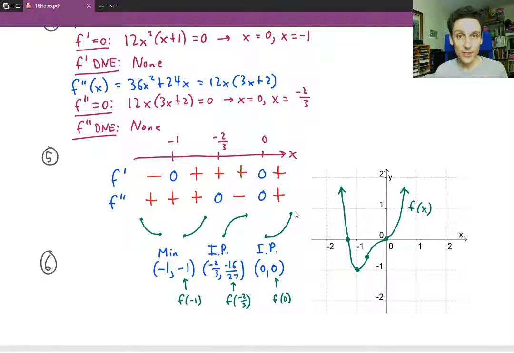In the next video, we're going to look at introducing vertical and horizontal asymptotes, reviewing how we get them, and then using those to graph a rational function.